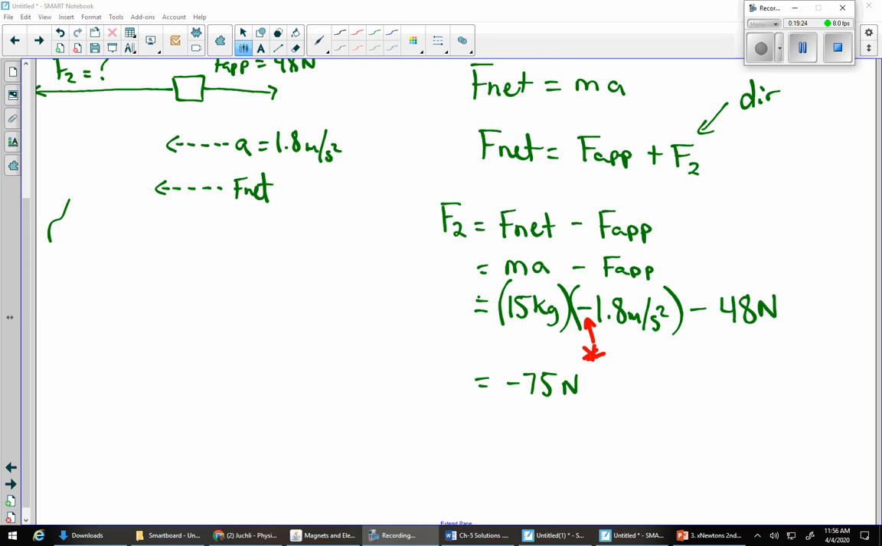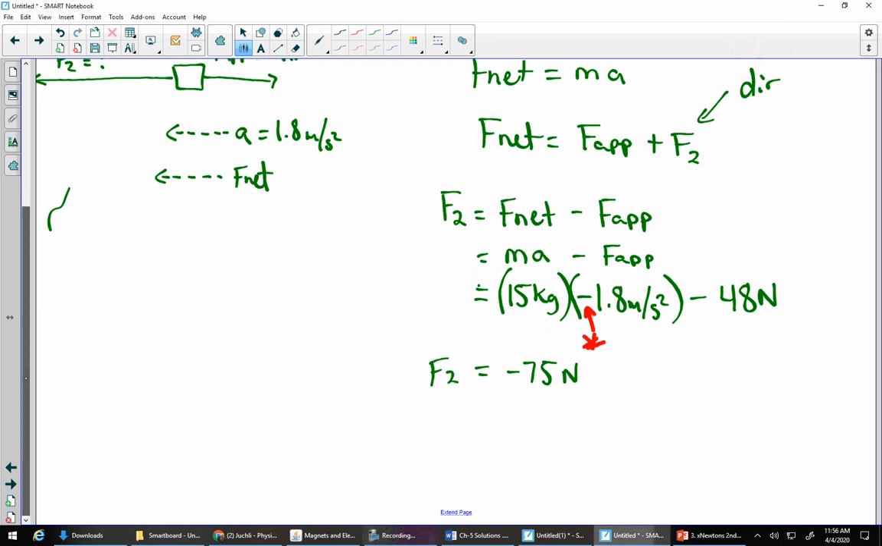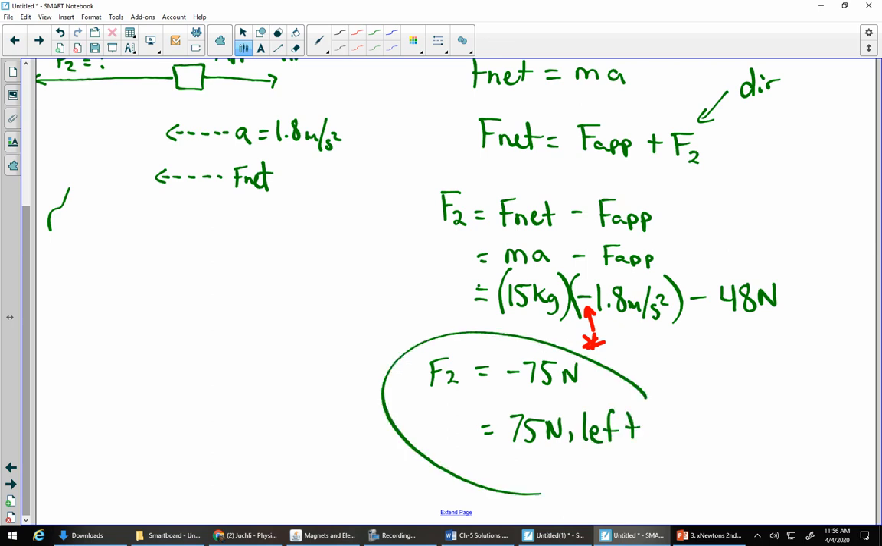So yes, negative 75 newtons is F2. I just put the video on pause for myself and double checked that. One thing to note here is we said, if right is positive, what is negative? So we might also want to put this back into terms of the original question. So 75 newtons left would be a good answer for that as well. Not so bad at all, right?